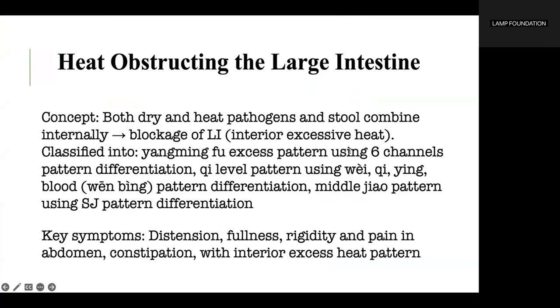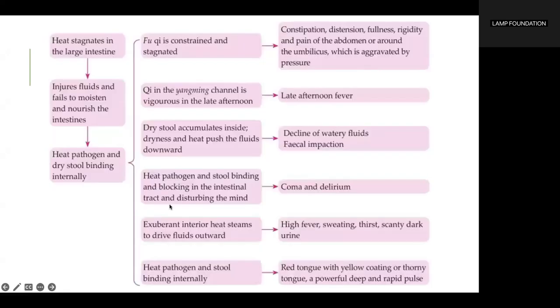It is classified into Yang-Ming Fu excess pattern using the 6 channels pattern differentiation, Qi level pattern using the Wei, Qi, Yin, and blood pattern differentiation, and the middle jiao pattern using the San jiao pattern differentiation. Key symptoms: distension, fullness, rigidity and pain in the abdomen, constipation with an interior excess heat pattern.